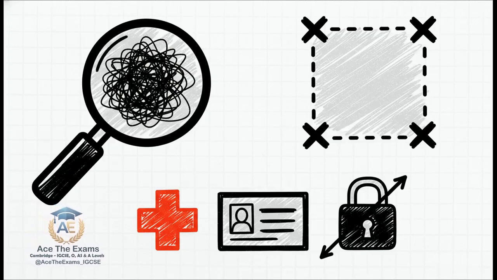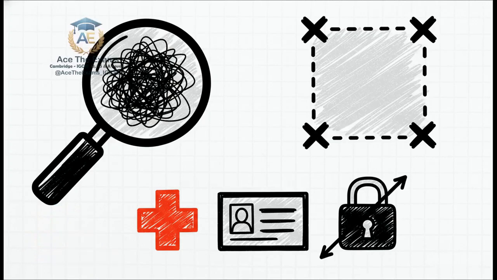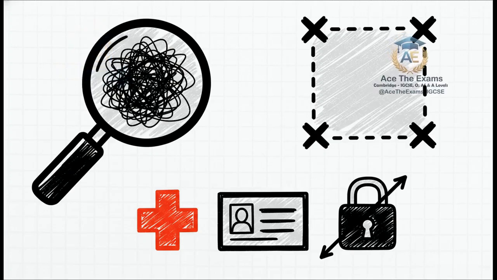Second, forgetting to test your boundary conditions. Think about it. If a system is designed to accept values from 1 to 10, what happens when the user types in exactly 1 or exactly 10? What about 0 or 11? Those edge cases are exactly where your case falls apart if you ignore them.